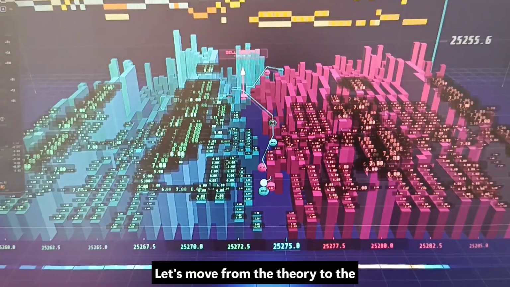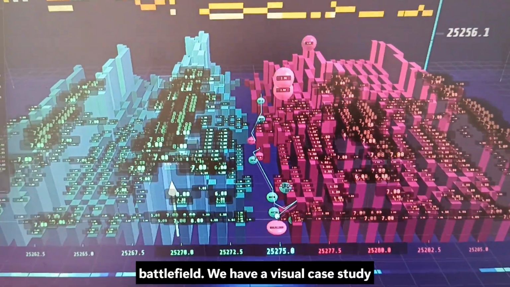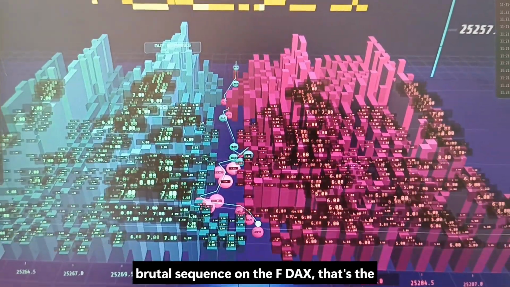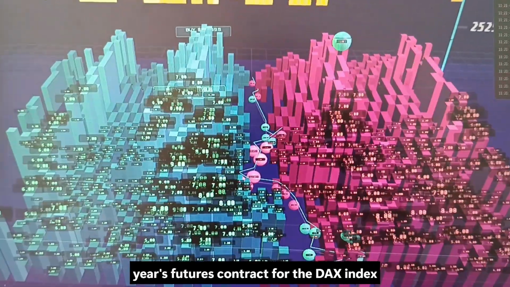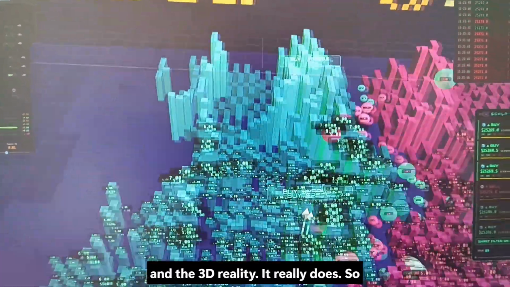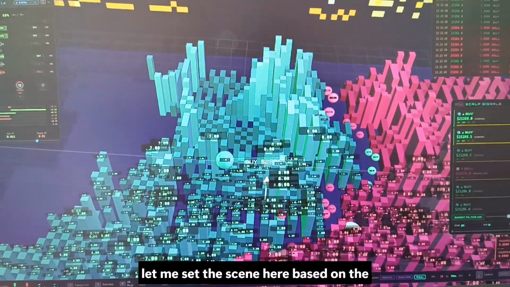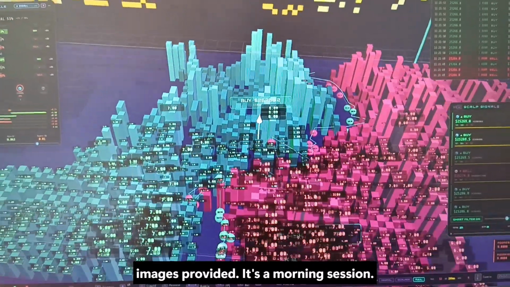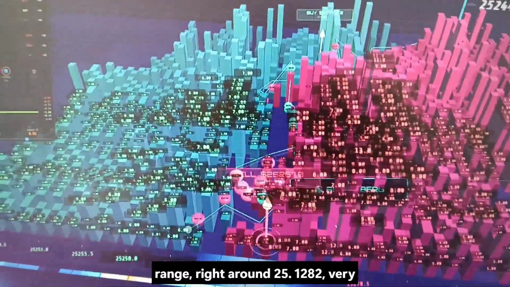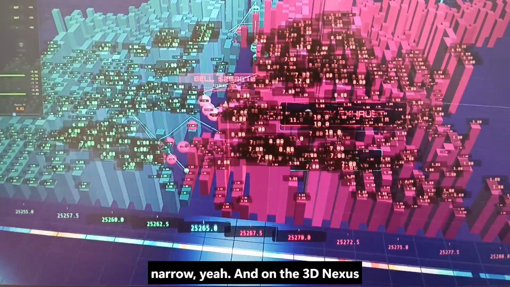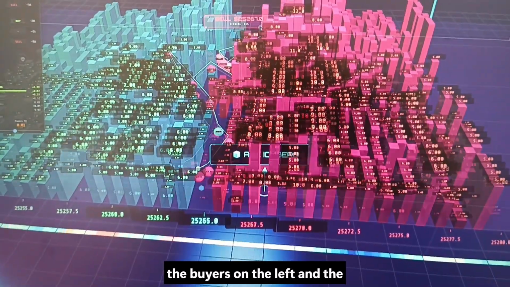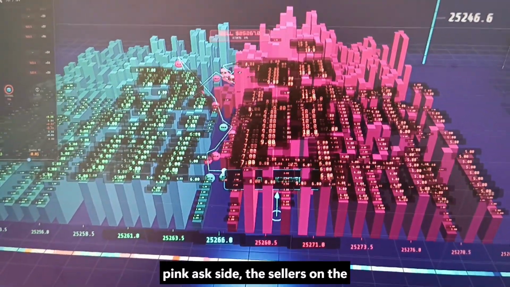Exactly. Let's move from the theory to the battlefield. We have a visual case study in our sources tracking a specific brutal sequence on the FDAX, that's the Eurex futures contract for the DAX index. And this case study perfectly illustrates the massive gap between the 2D surface and the 3D reality. It really does. So let me set the scene here based on the images provided. It's a morning session. The price is hovering in a really tight range, right around 25,282. Very narrow. Yeah. And on the 3D Nexus visualizer, we see the cyan bid side, the buyers on the left, and the pink ask side, the sellers on the right.